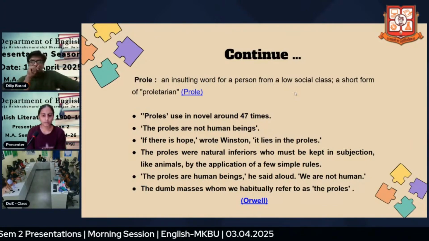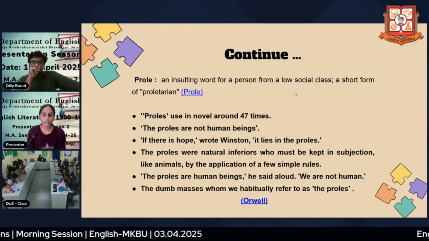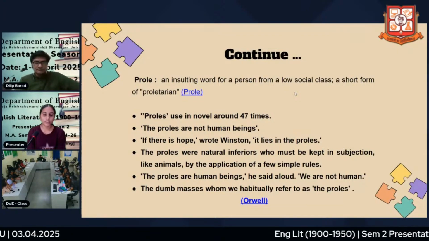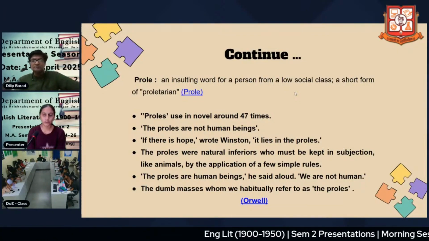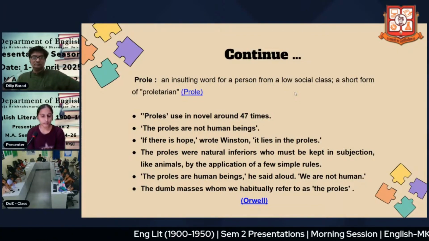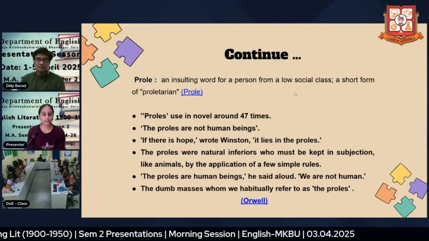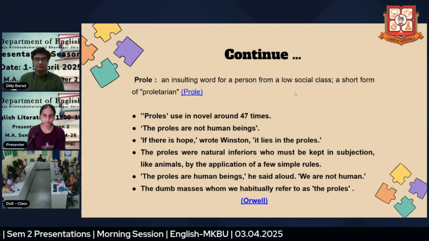The proles are human beings, he said aloud. We are not human. Then the last one: the dumb masses, whom we habitually refer to as the proles. So this quote reflects how people see the proles as the dumb masses.